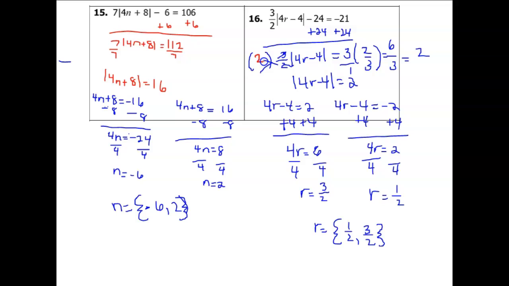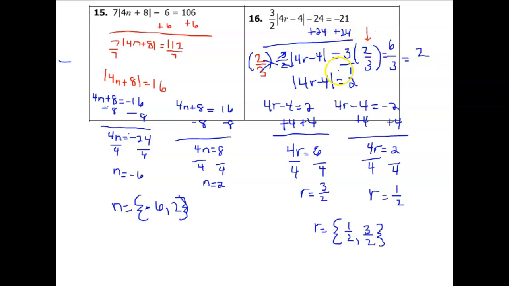So to get rid of the fraction, I'm multiplying both sides by 2 over 3. All right, that's what I did. And when I did that, it gets rid of the fraction in the front, right? But then I have to multiply by 2 over 3 over here. That's what I did over here.